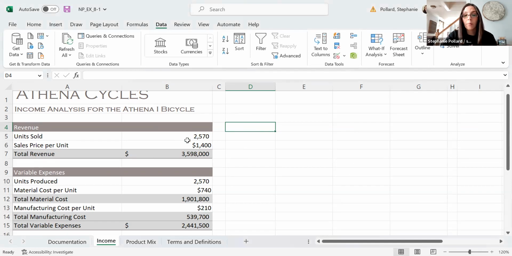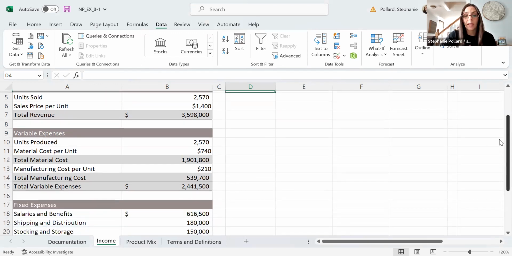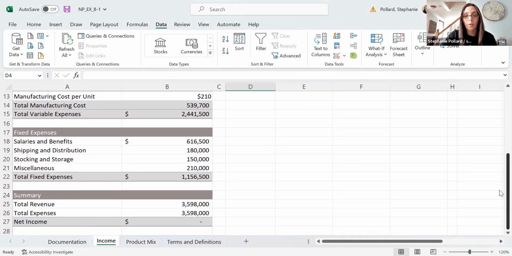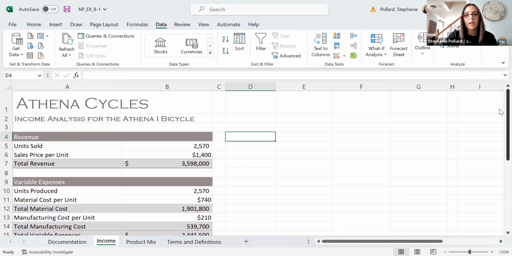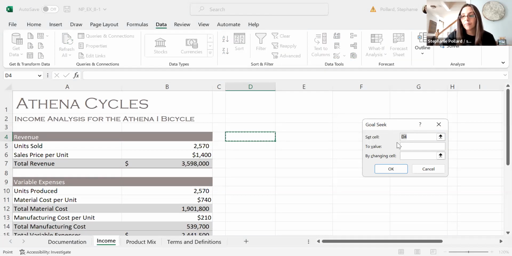And you'll see here that our break-even point is 2,570 units. So I need to produce and sell 2,570 bicycles in order to break even. And if you scroll down, all of these numbers update appropriately. And again, you can see your net income is flat, it's 0. So this is how we can find our break-even point. We do a what-if analysis, we go to Goal Seek, and whatever our net profit is here, we select that cell, we set it equal to 0, and then we select the cell that we want to change and play around with.